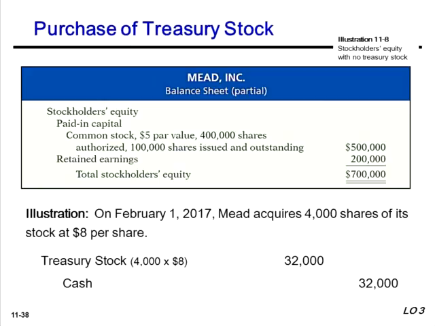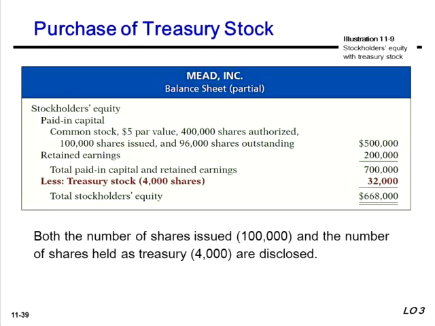So here's an example. On February 1st, 2017, Mead acquires 4,000 shares of its stock at $8 per share. So we're debiting treasury stock for $32,000, and you can see in the parentheses the computation, and crediting cash for $32,000. So let's look and see how that impacts the stockholders' equity section of the balance sheet.